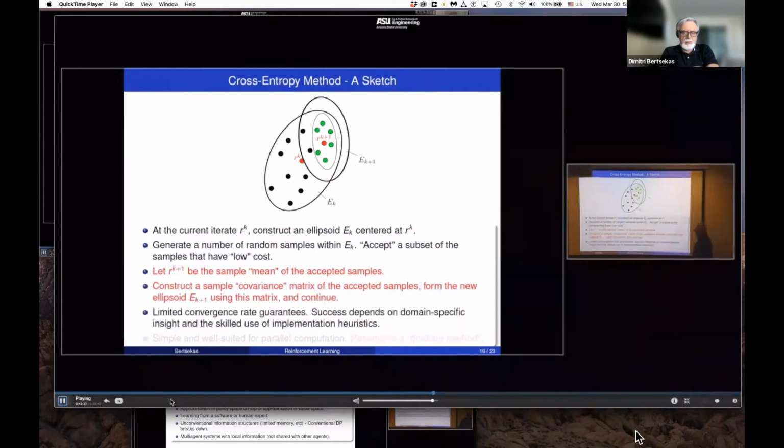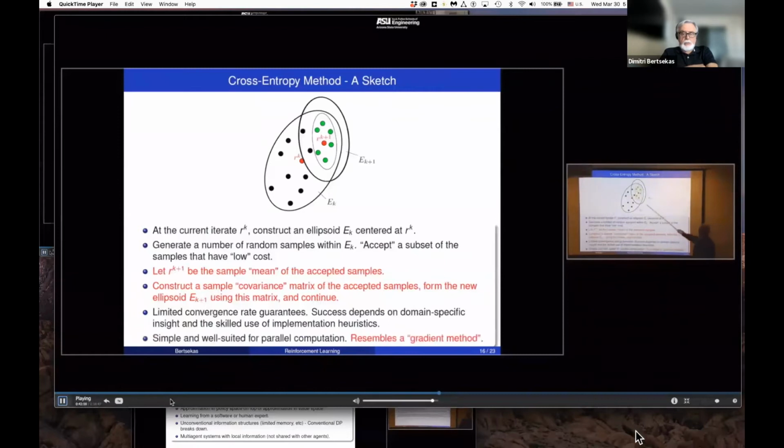How does this method work in theory? There is a substantial theory actually here, some of it based on probability theory, some of it based on statistical concepts. However, the guarantees on rate of convergence are limited. This method can be very slow. Oftentimes, domain-specific insight can be very helpful, heuristics and so on, like a lot of these methods.